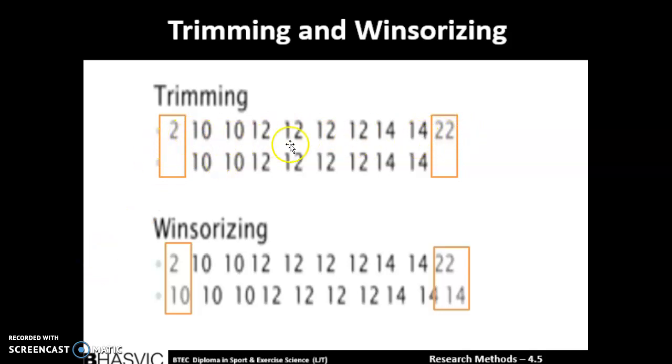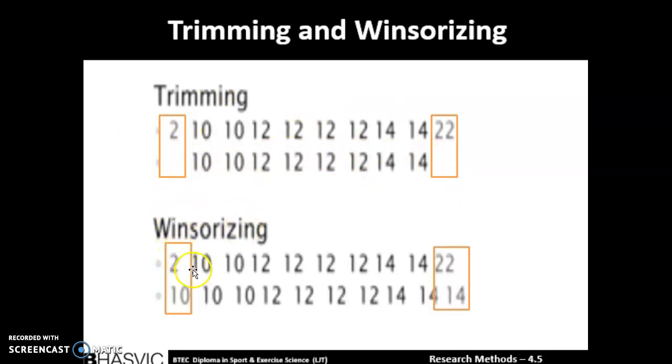So to stop this being an anomaly or an outlier, you would simply just cut them off and get rid of them basically, so there's no data that will skew the final results.